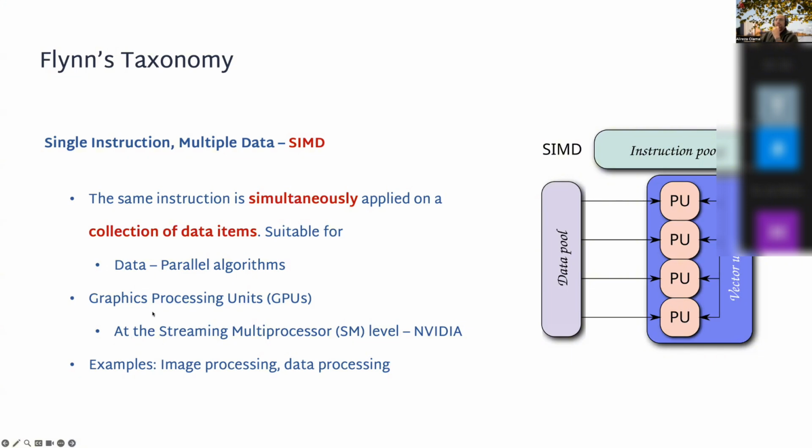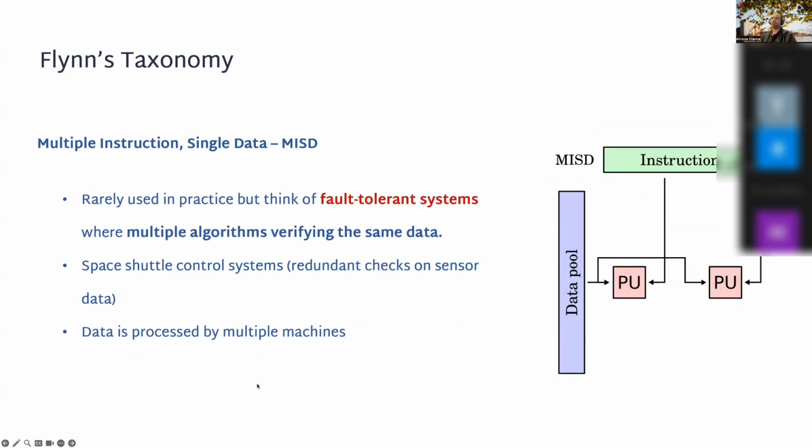So GPUs are SIMD machines, but at the streaming multiprocessor level, which we are going to talk about in the next lecture. But I just wanted to let you know that these are SIMD machines. Okay, and some examples can be image processing and data processing. For example, in image processing, you want to apply a function to each pixel in the image. So that's why it fits well to this SIMD architecture. Okay. All right.